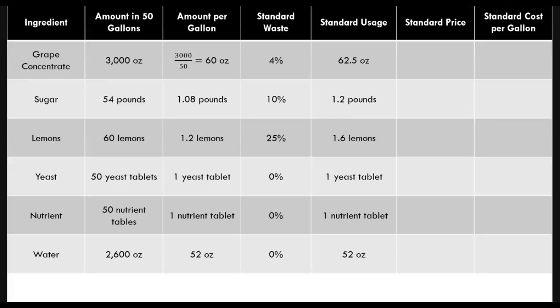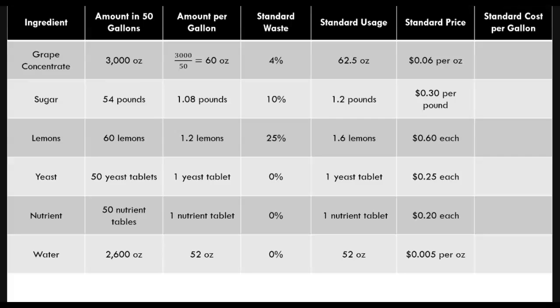Then we come over to the column for our standard price. This is something that was given to us at the beginning of the problem. We were told how much 1 ounce of grape concentrate is, or how much 1 pound of sugar is. So we fill in all of those amounts. So for example, 1 ounce of grape concentrate is 6 cents.